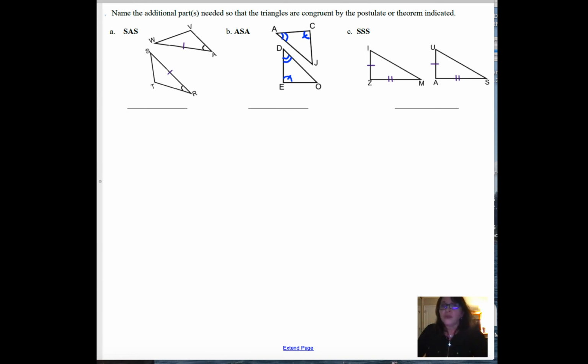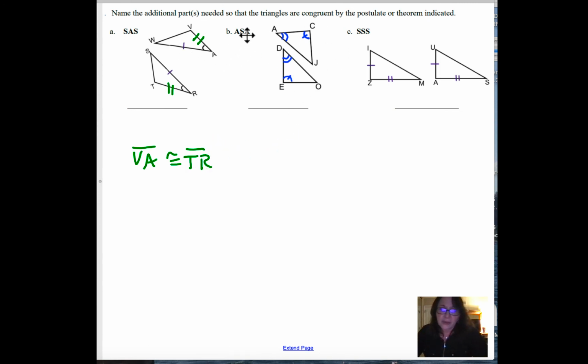This one right here says these are congruent, but I need one piece of additional information in order to prove that they're congruent by the value that they gave me. They said this one is going to be congruent by side, angle, side. Notice that the angle right here is in between the two sides, which means that my angle is in between my two sides. So you'd have to say that VA is congruent to TR, and then therefore they're congruent by side, angle, side.